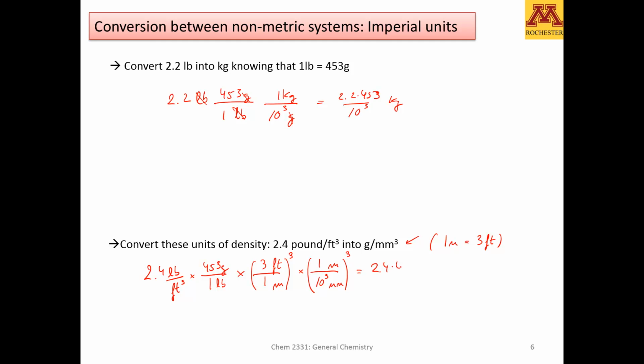So 2.4, we're ready to put everything into a calculator. Notice that this 3 will go into here, so it's 9, but I'm going to keep it for the sake of clarity, and divided by 1 over 10 to the 9. Notice that pound and pound go away, cubic feet and cubic feet go away, cubic meter goes away with this cubic meter, so what I have is grams over cubic millimeter. It just takes some practice, but I think the concept is clear. We'll leave it here now.